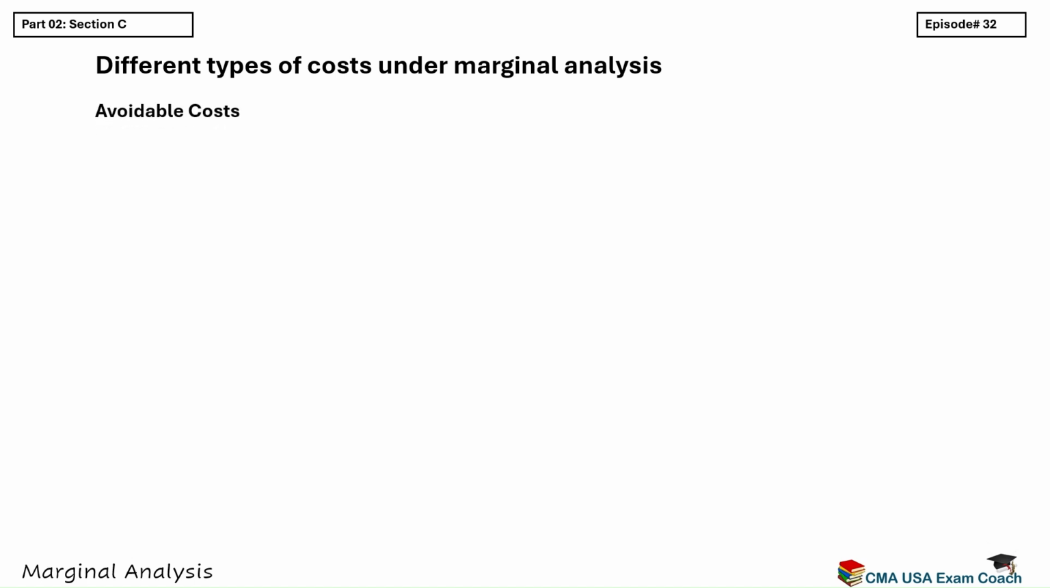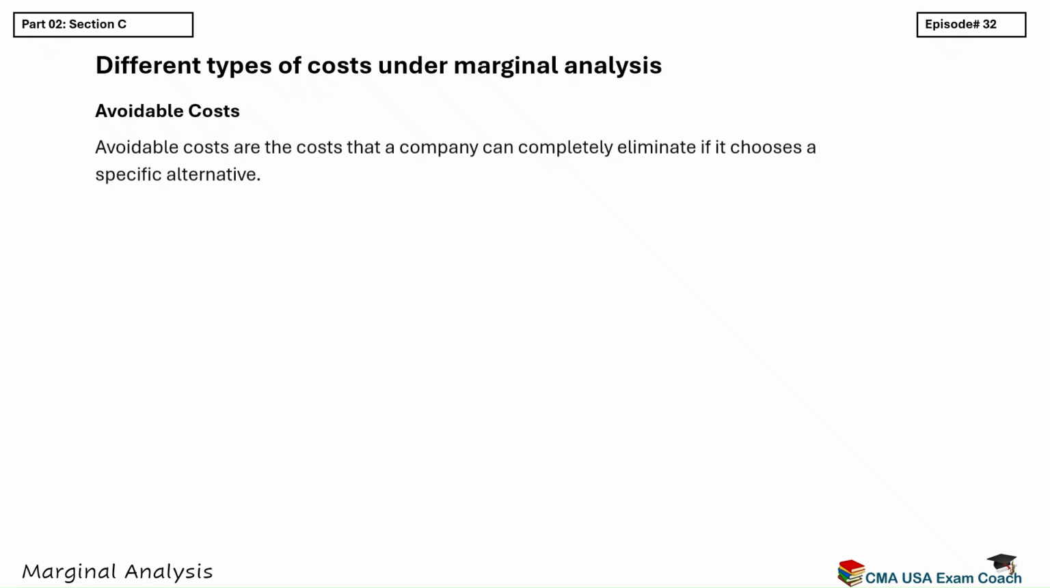Avoidable costs are the costs that a company can completely eliminate if it chooses a specific alternative. These costs only exist if a certain option is chosen, and they disappear if another option is selected. So, they are highly relevant in decision-making because they directly affect the final outcome. Here's a simple example to understand this better.